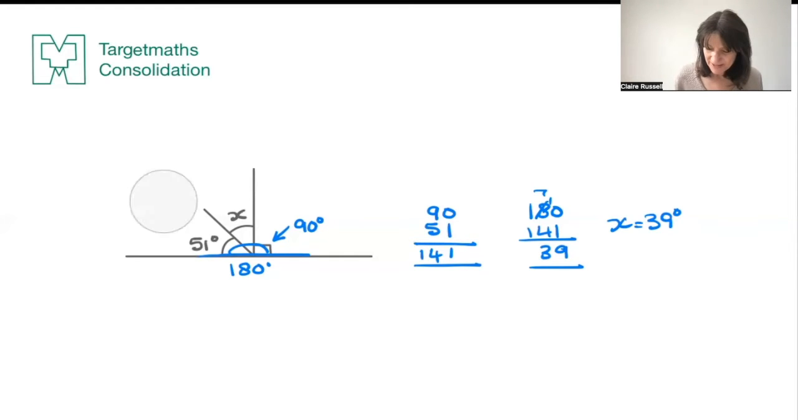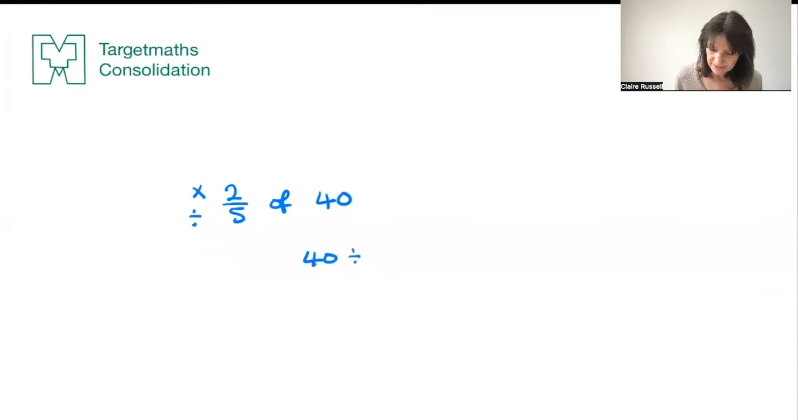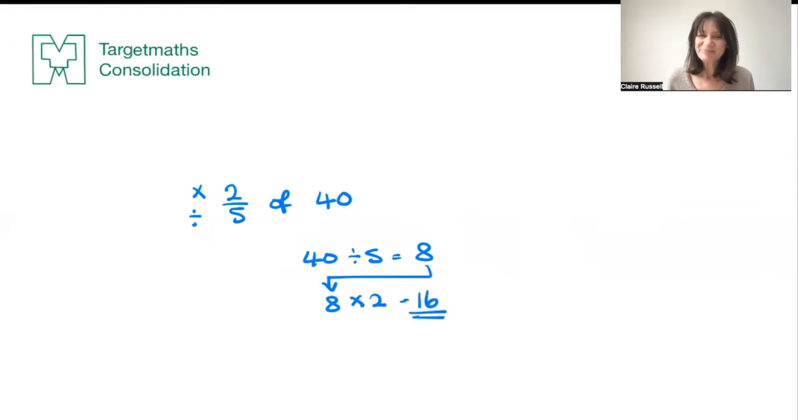So let's do the next question. Next question is going to be 2/5 of 40. Hit pause and press play when you're ready. Okay, so this is a divide by the bottom times by the top question. So 40 divided by 5 is 8. And take your answer, times it by the top, and you've got 16. Okay, next question.